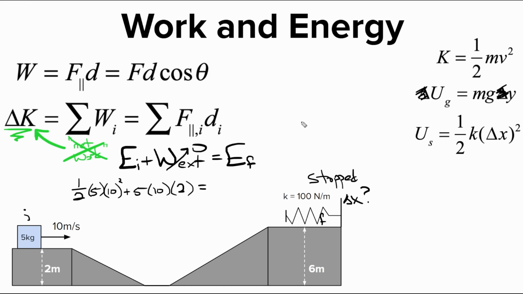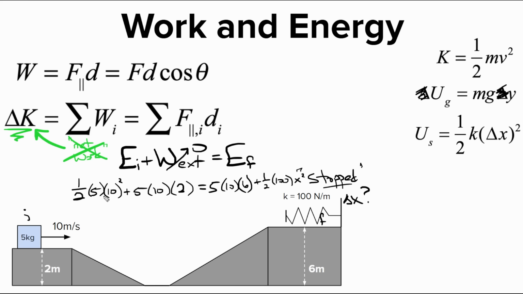Final would be, I've got no kinetic now because I'm not moving. I got stopped. Stopped is code for not moving. So no kinetic energy, but I do have gravitational potential energy. I have 5 times 10 times 6, plus I've got 1/2 times 100 times x squared. That's my spring energy, and that's it.